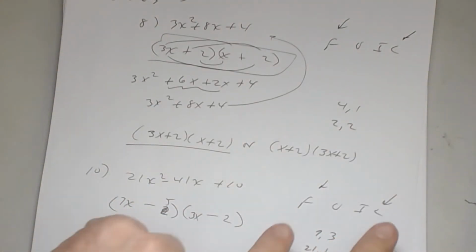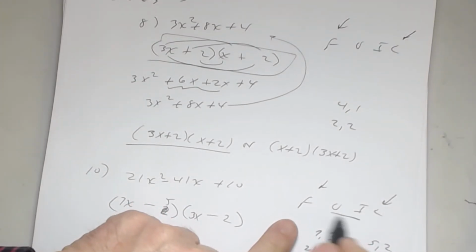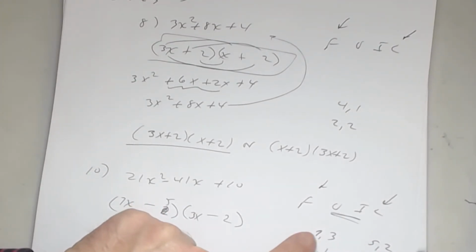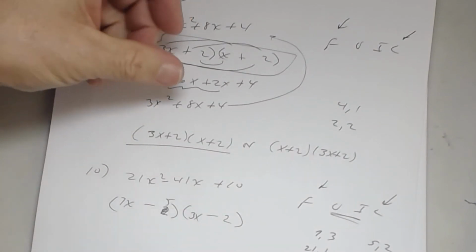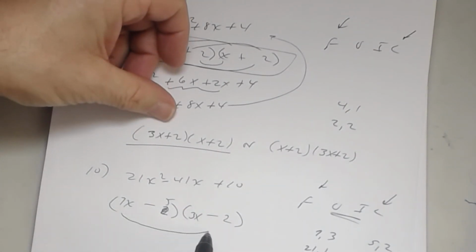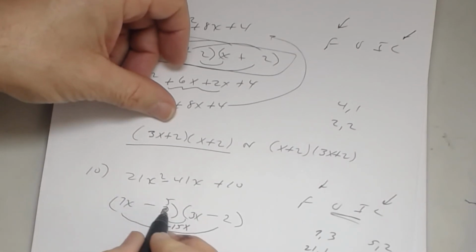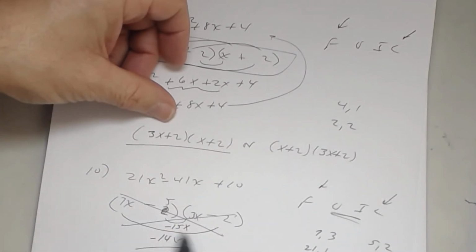Now, the only thing I have not checked was the outer and the inner. I've got to check the outer and the inner because I need the outer and the inner to add up to be what? Negative 41x. What is the outer? What is the inner? When I add them up, what do I get? Is that what I wanted? No. So that order is not correct.